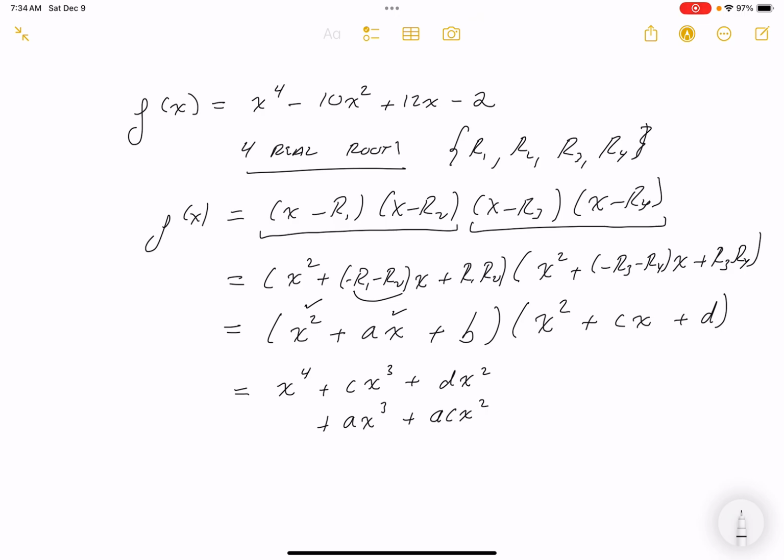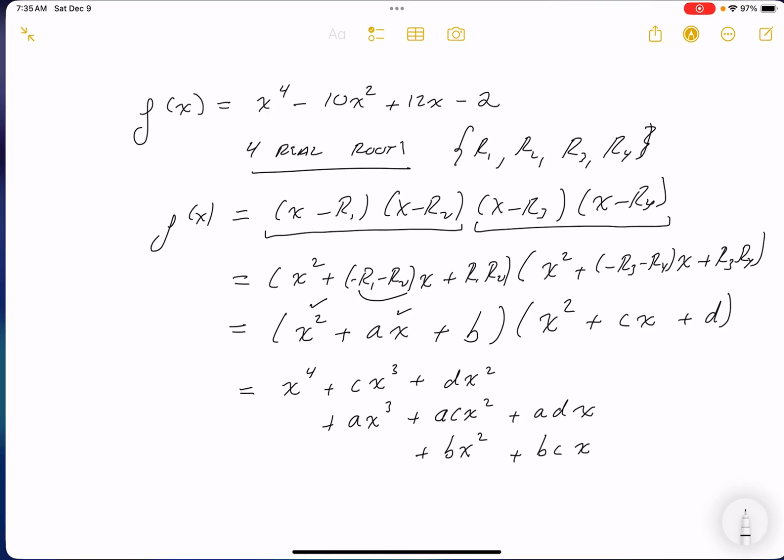Then what do you get? Let's take a look at this. You're going to get adx. I'll put this over here. Then you get plus bx squared. Let's see, plus bcx. And then you get plus BD.